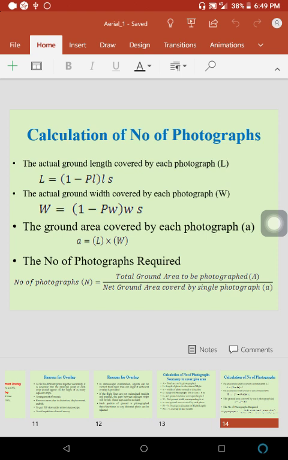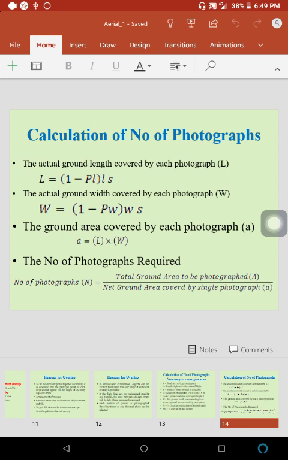That means this many centimeters of distance is covered by the photograph in the lateral direction. So this much distance on the photo is equal to how much distance on the ground? You multiply with this S in meters, so you will get the result in meters. Remember, the unit for the actual ground length covered by each photograph will be in meters, and the unit for the actual ground width covered by each photograph will also be in meters. For our convenience, later on you can convert it into kilometers.